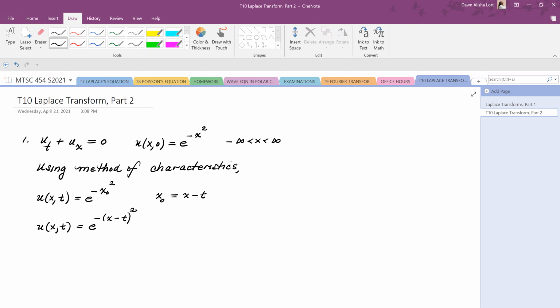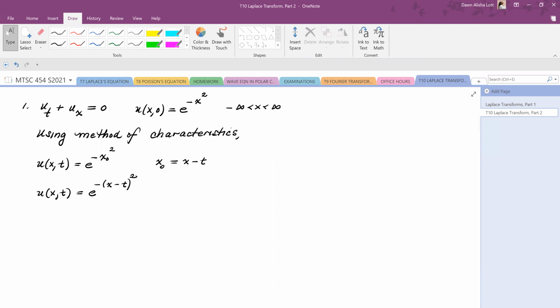Okay, so what I was then attempting to do, which I was doing incorrectly, was to solve this problem using Laplace transforms. When you do the Laplace transform of the equation, you also have to take the Laplace transform of u(x, 0) being e^(-x²).